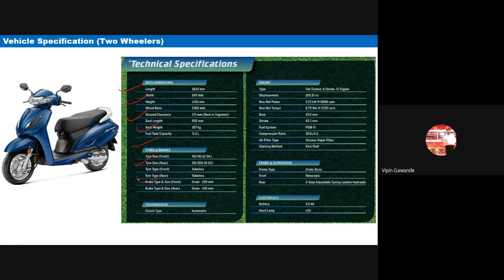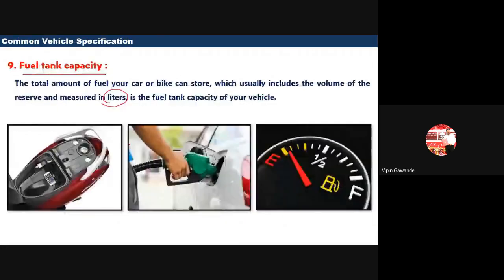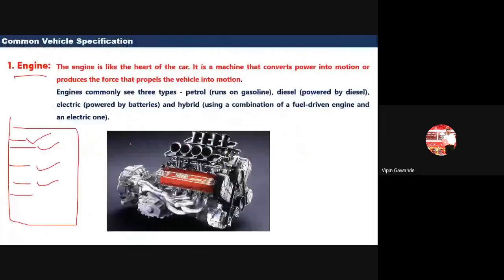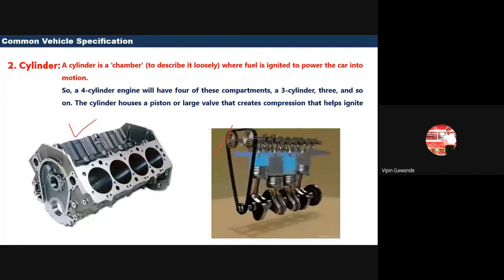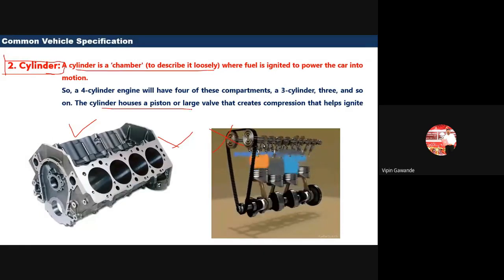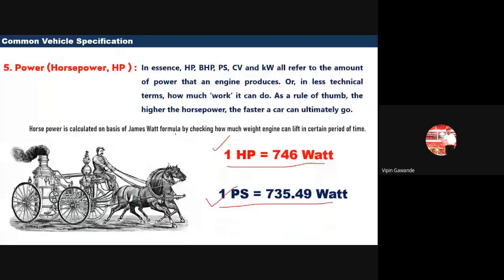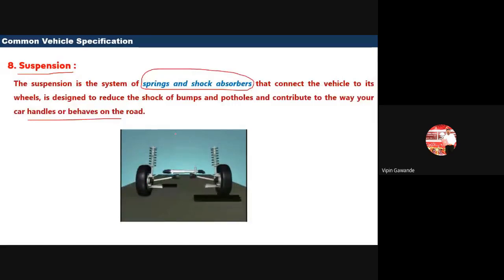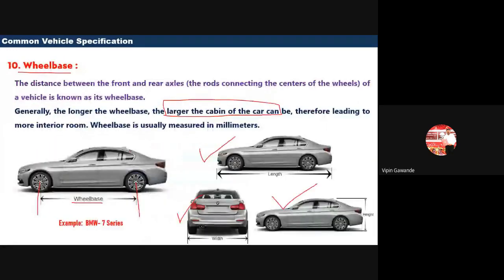I have told you to write down all the specifications, and whenever possible you draw the diagram. Diagram means you don't have to draw this type of diagram. Just write down these specifications, the definition of each specification. Wherever simple diagrams are there, in that case only you draw the diagram. Likewise here, this is wheel base, so you can draw this diagram.